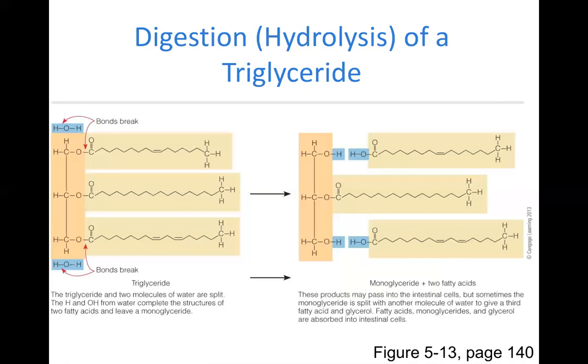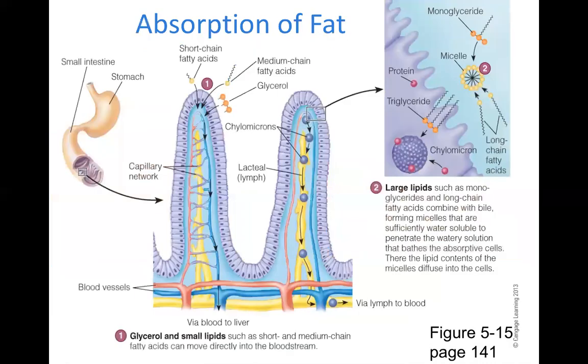Once you break down these fats, we can begin to absorb them. There are different methods of absorption depending on the type of fat. Short chain fatty acids, which are pictured in number 1, medium chain fatty acids, and glycerol, remember our glycerol backbone, those all can be absorbed directly across the enterocyte, or the intestinal cell, into the bloodstream. So short chain, medium chain, and glycerol can go directly into the bloodstream.